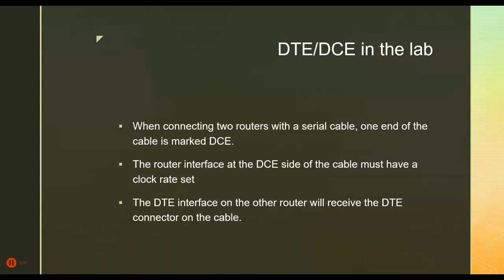And when you connect these two routers together, the router interface at the DCE side of the cable has to have the clock rate set in order for the communication to occur between the two devices. And then the DTE interface on the other side will receive the DTE connector on the cable. It's going to look something like this. So I've got two routers. I've got a serial cable that I put between them.